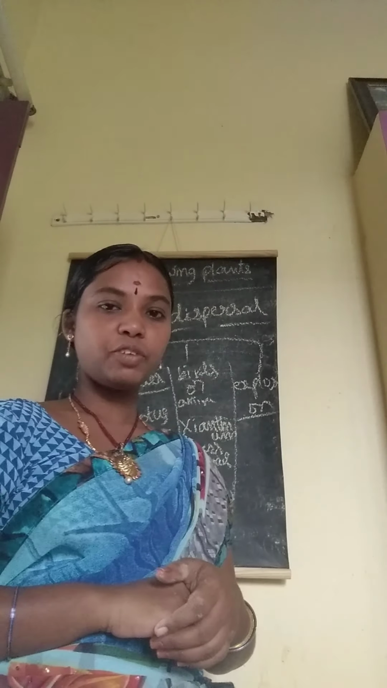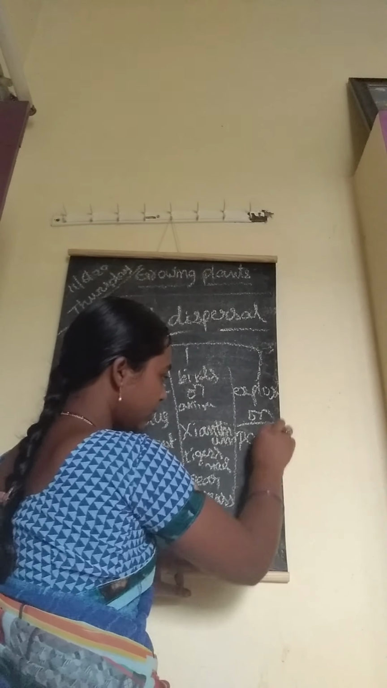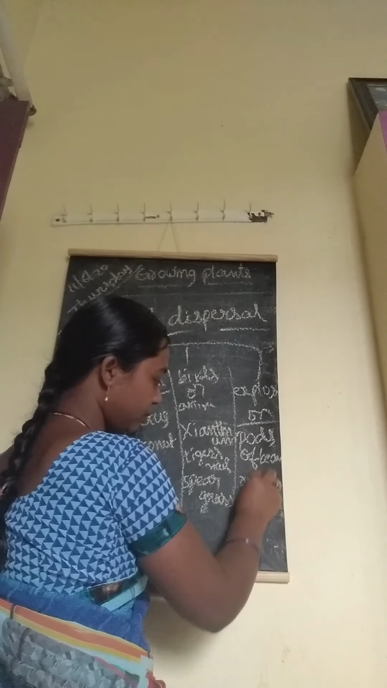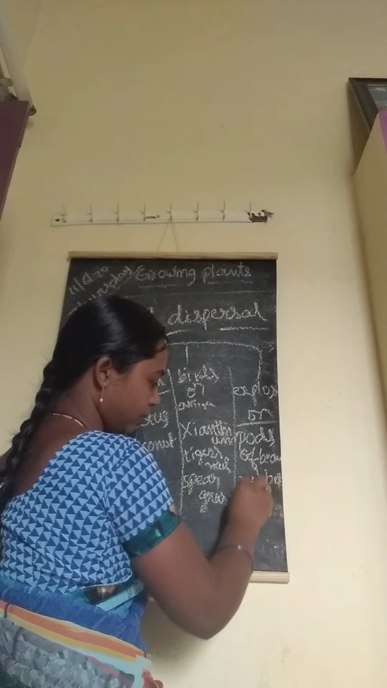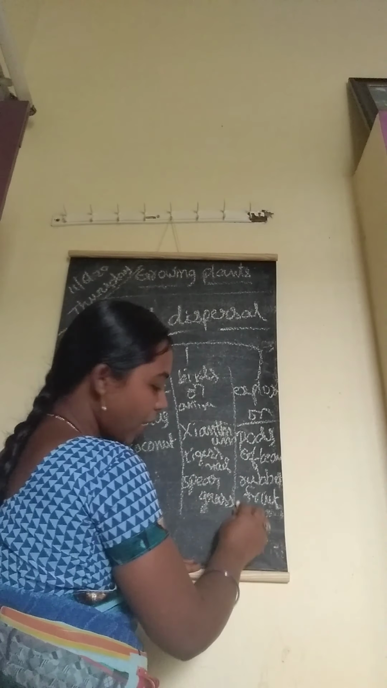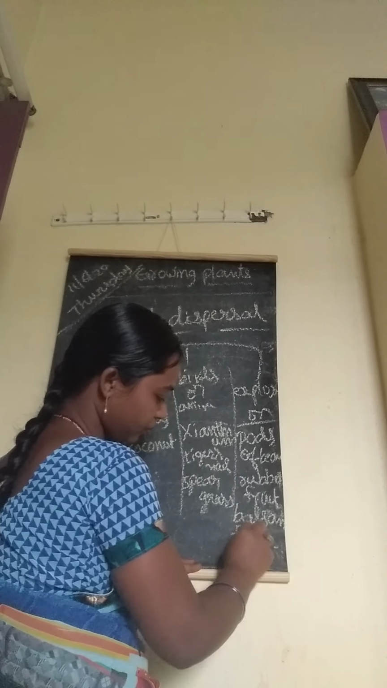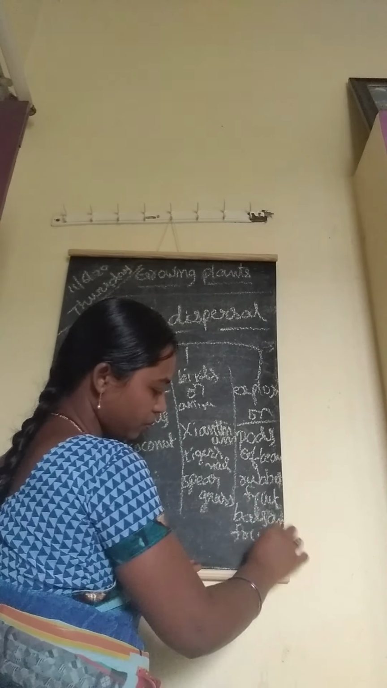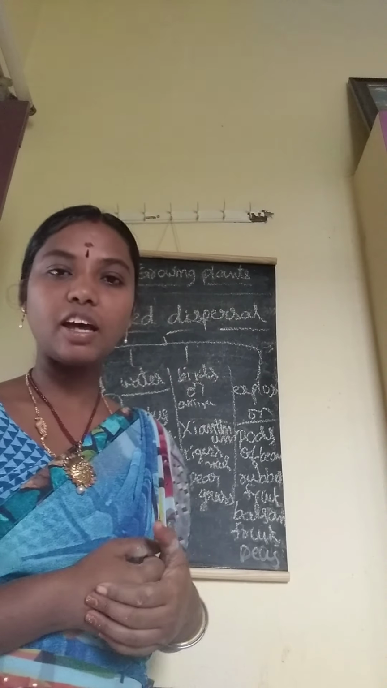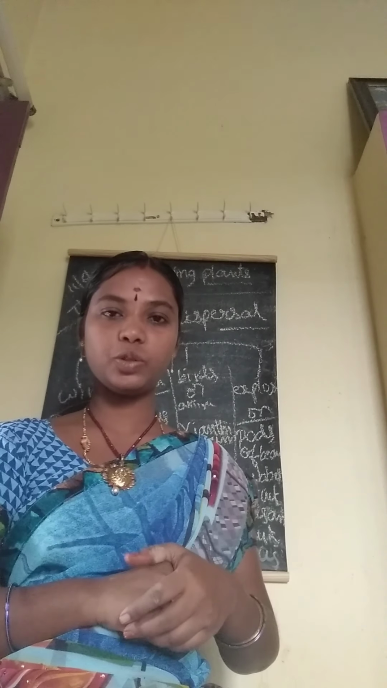What are the examples for this? Pods of beans, rubber fruit, and another one, balsam fruit, and peas also. These are examples for seeds dispersed by explosion.